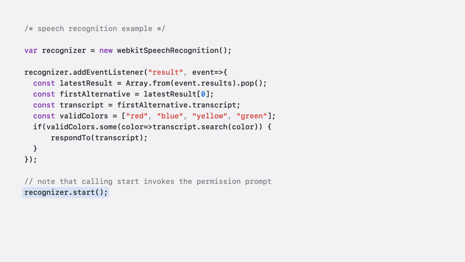Once I'm listening to the right events, I just start the recognizer. This needs to be done on a user event like a tap or a click, and there's a permission prompt the user will need to agree to, so it's important that they know why they're being asked for their microphone input. But after that, it's all up and running.